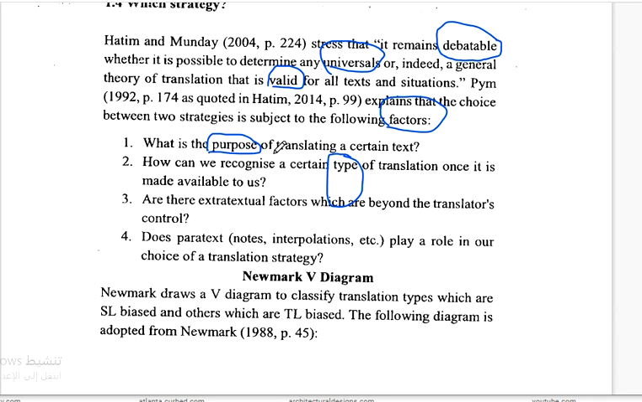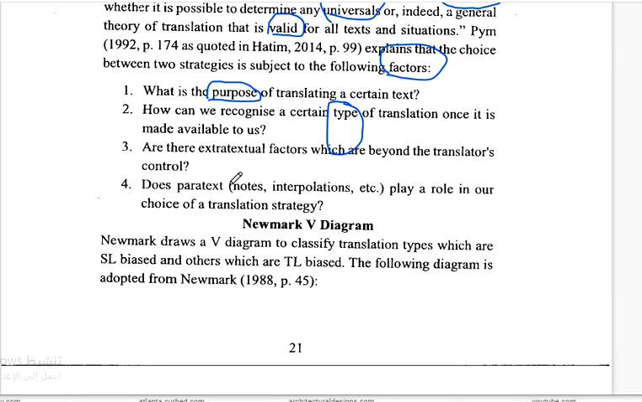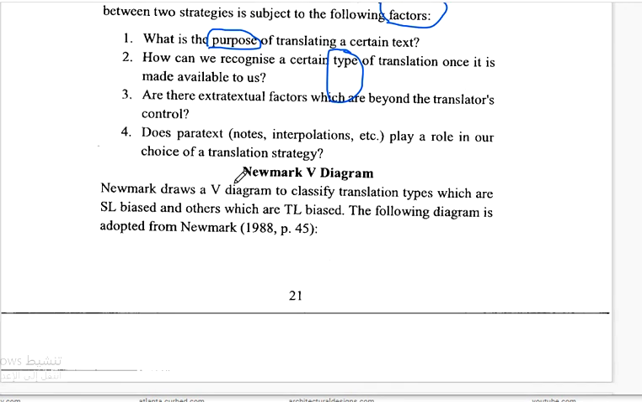Okay, now these are the two main questions for me. I want now to talk about Newmark's V diagram. Why do you think its name is V? Why do you think the name is V? V because it resembles the letter V.